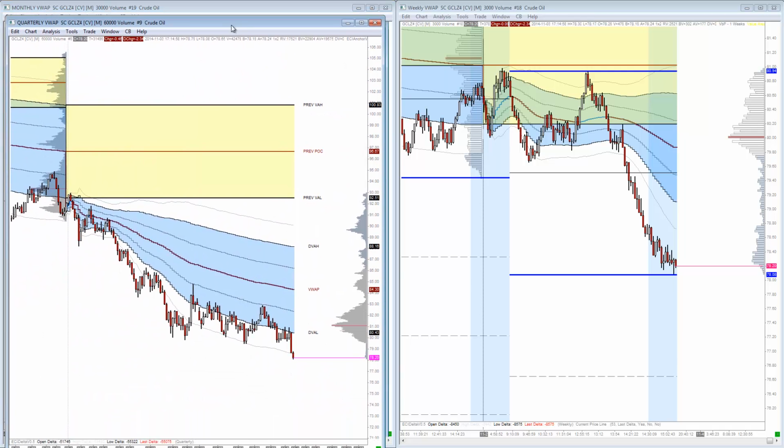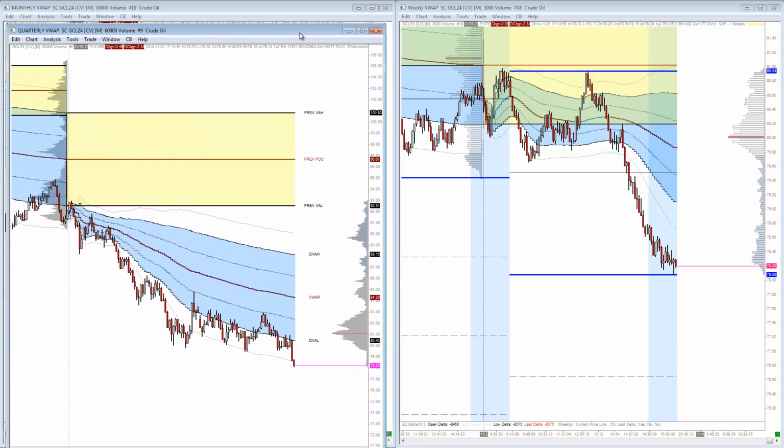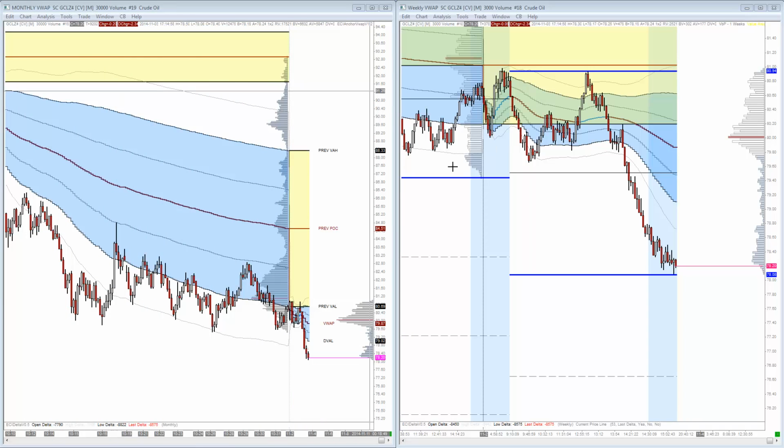Obviously, we're still only one day into this month, but we just have to see what happens. On the quarterly and the monthly, I'll go through the monthly. Last month we see this big elongation, selling elongation, imbalance in the market, and all of a sudden we see this balance area come in.